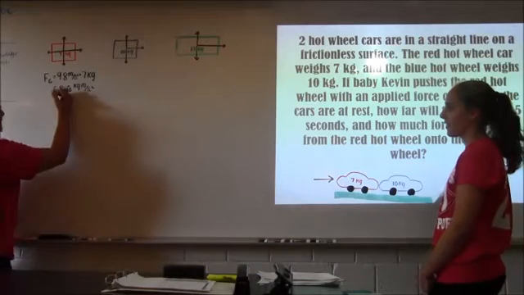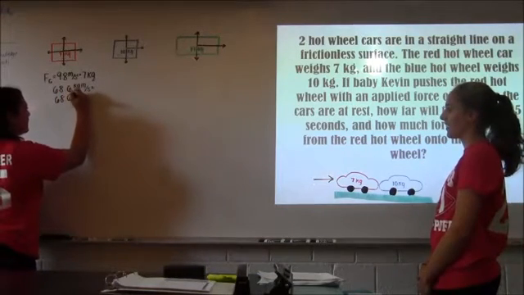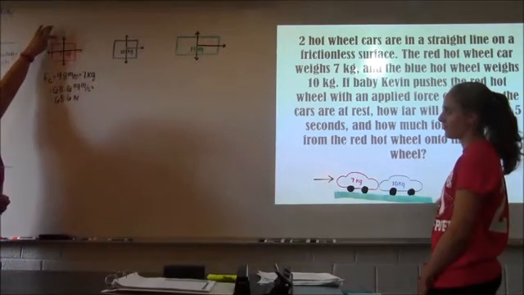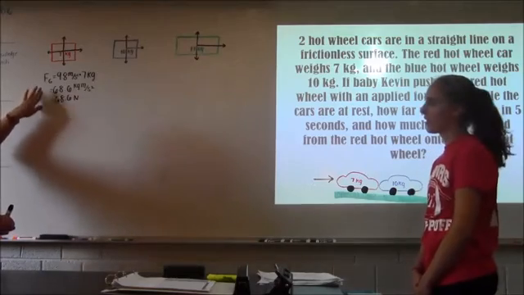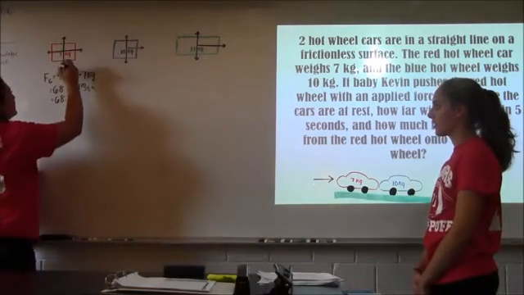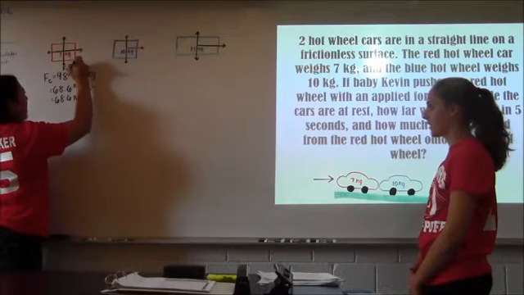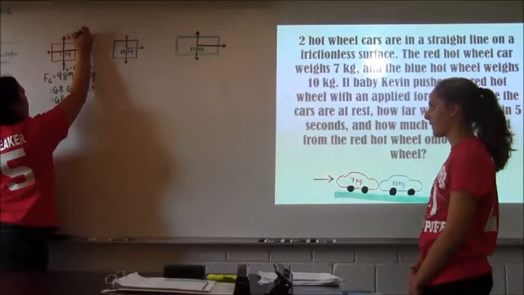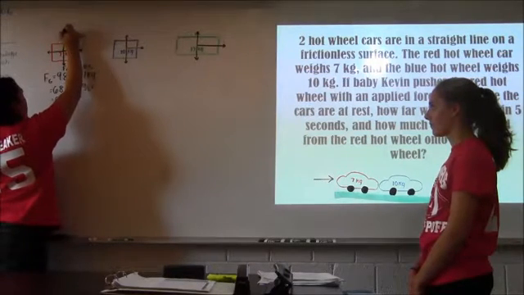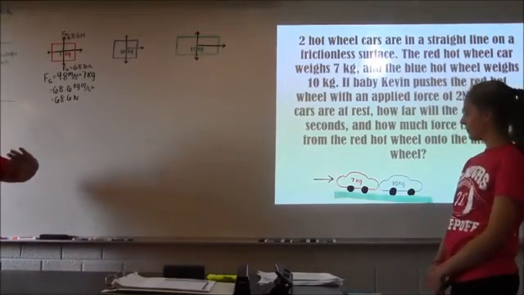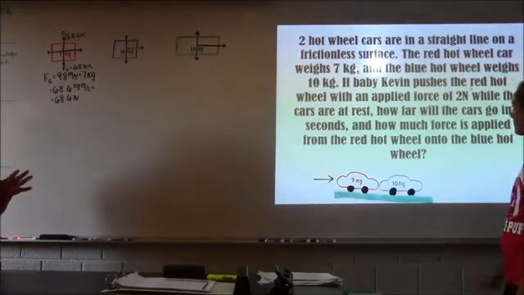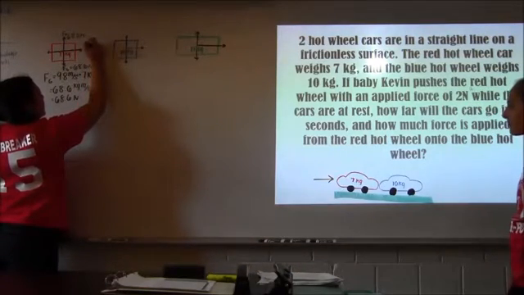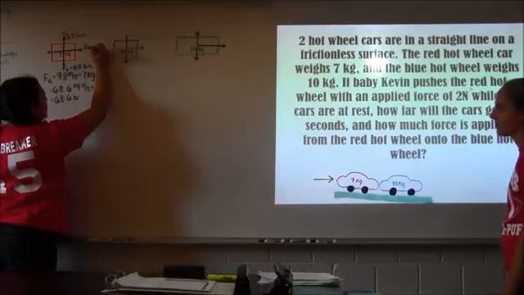This then goes to 68.6 newtons. The gravitational force and the normal force both cancel each other out, so when we found the gravitational force, it's also the normal force. Now, from this problem, baby Kevin has an applied force of 2 newtons onto the red car, so over here you can put that the force applied is 2 newtons.